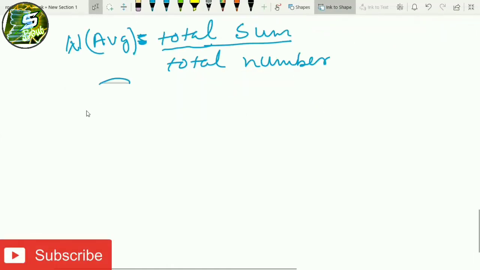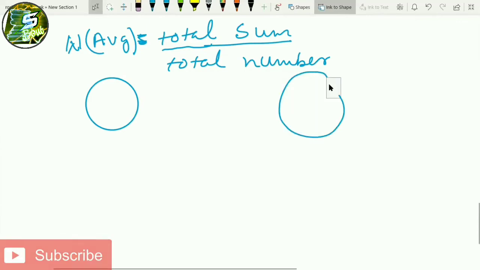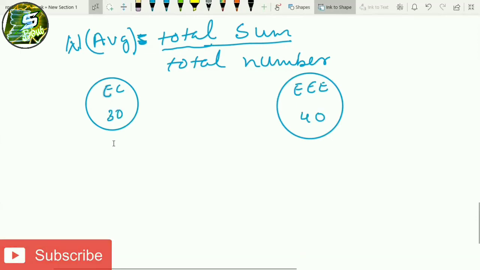So let me come back to the same example again. I'll be writing the example again here. I have two types of batch with me. One batch is of EC, another batch is of triple A or EN, whatever we call it. The average of this group was 30, the average of this group was 40. Let me call this the average marks.